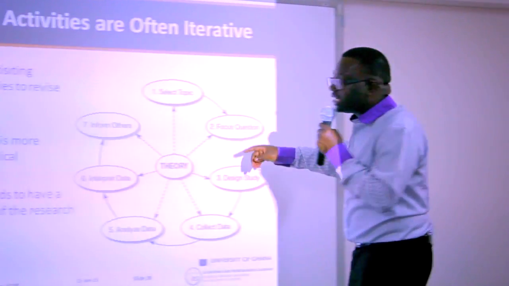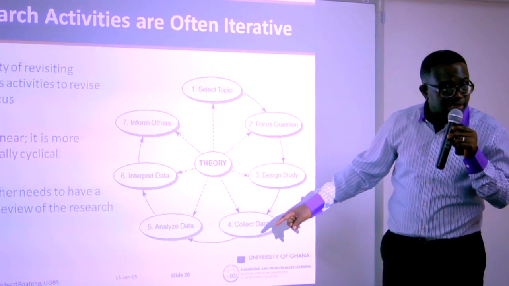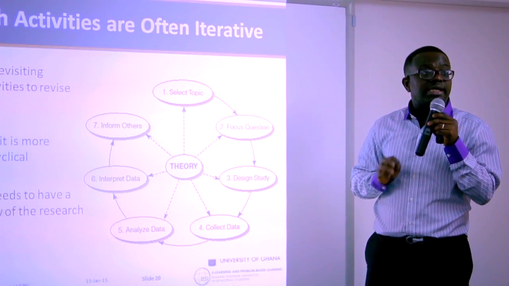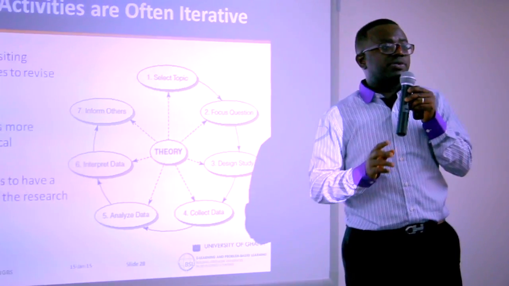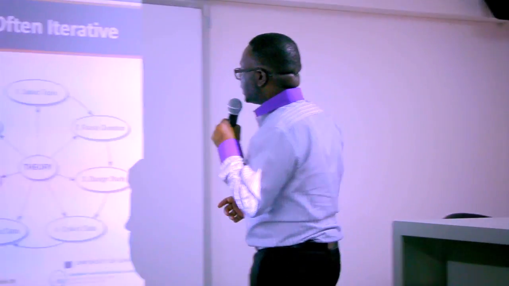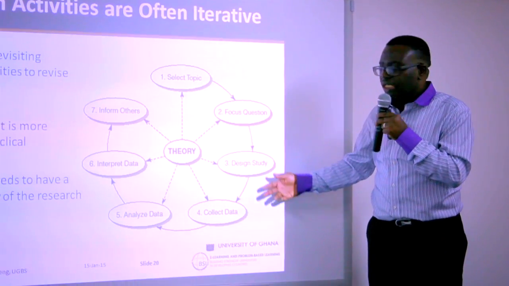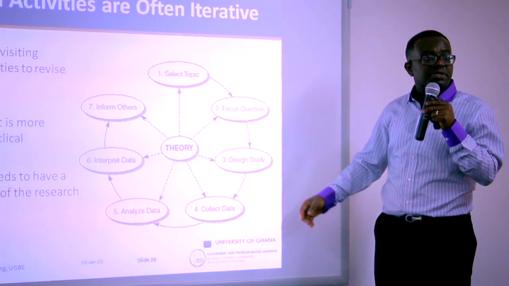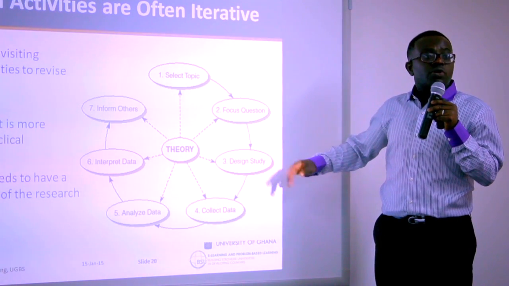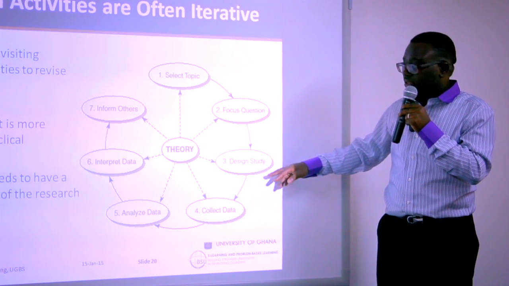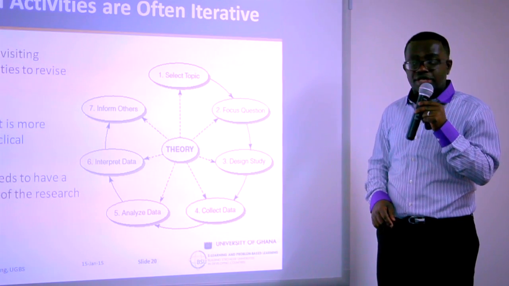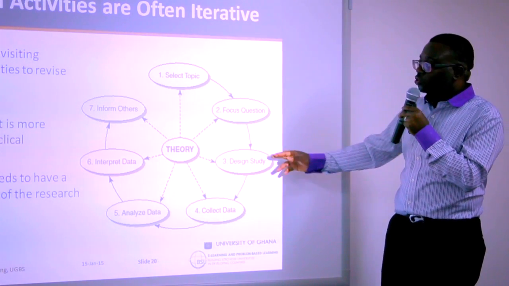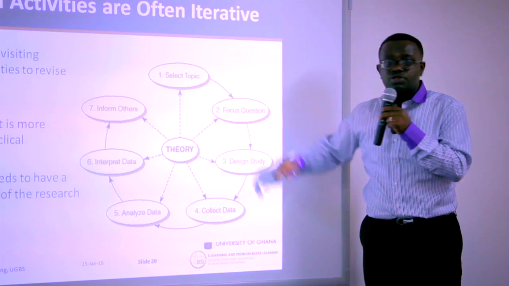Technically, what you try to realize is that because it's a process, it looks like a linear process. One step goes to the next step and goes to the next step. But it's not really like that. We say that every research process should have the flexibility of revisiting previous activities. Why? The reason is that when you start research, sometimes you may start with a question and design a study and realize that the people are not even interested in this particular topic you are trying to research on.